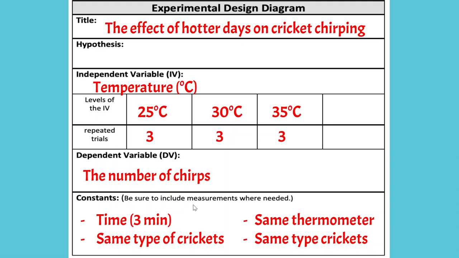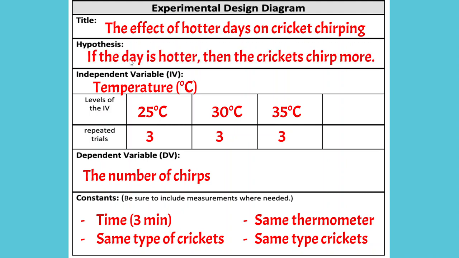And if I wanted a title, I might say the effect of hotter days on cricket chirping, or the effect of temperature on the number of chirps by a cricket. And we are guessing that if it is hotter, then the cricket will chirp more. If it is hotter, if the temperature is higher, then the amount the crickets chirp also is higher or increases.